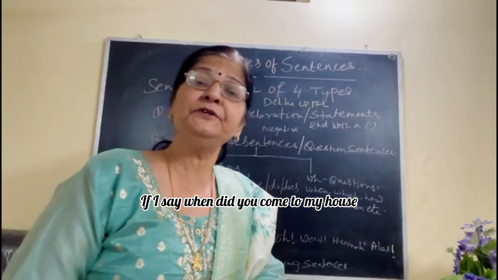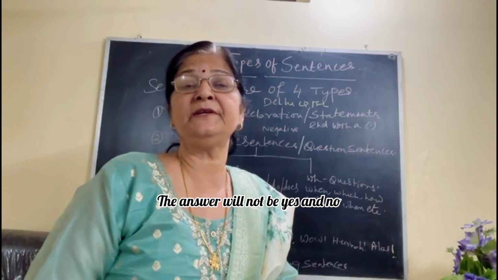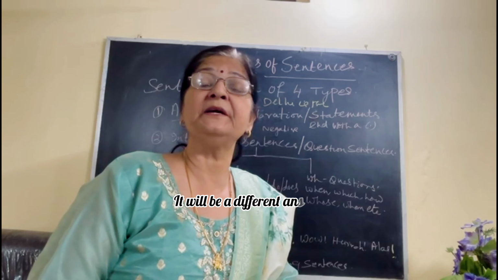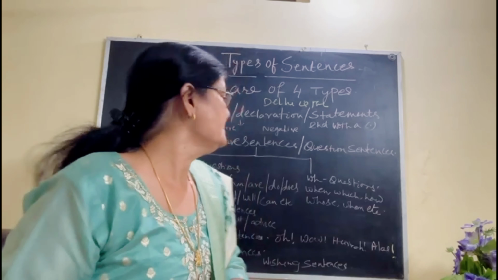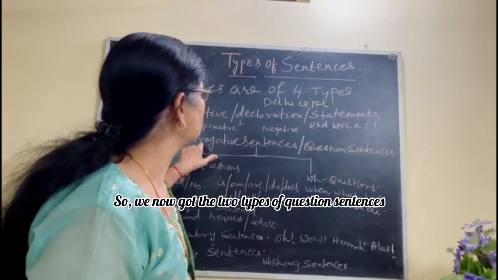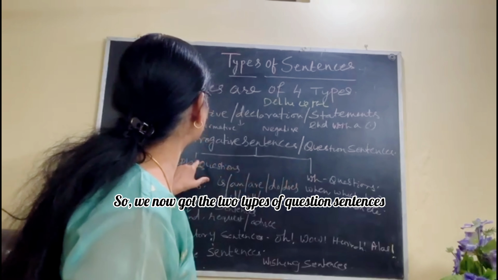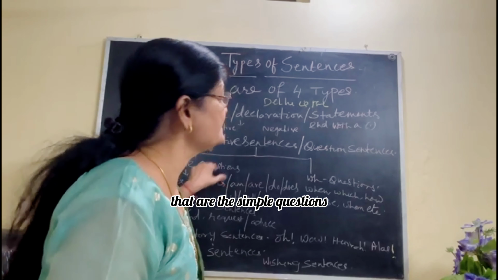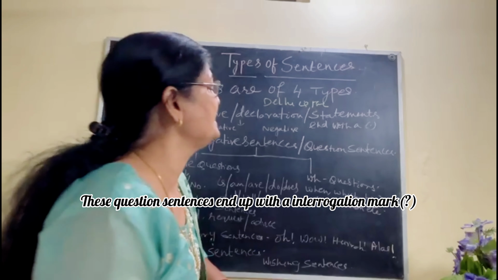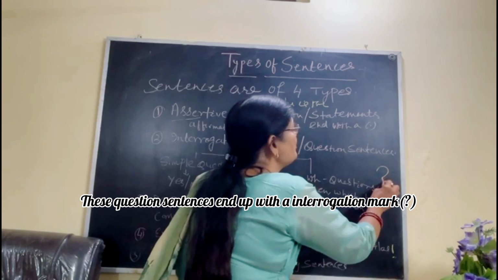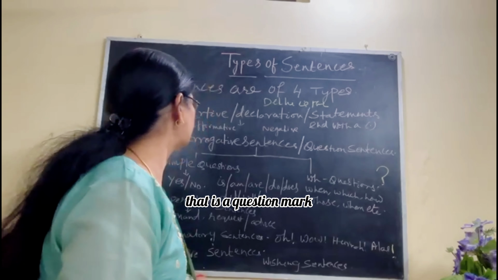If I say, when did you come to my house? The answer will not be in yes or no. It will be a different answer, that is, I came to your house at 4 p.m. So, we now got the 2 types of question sentences, that are the simple questions and the WH questions. These question sentences end with an interrogation mark, that is a question mark.